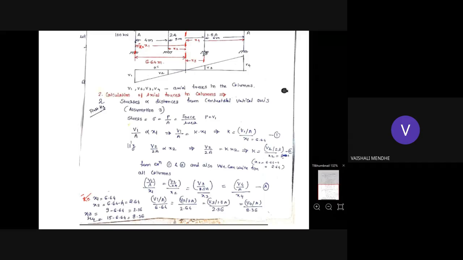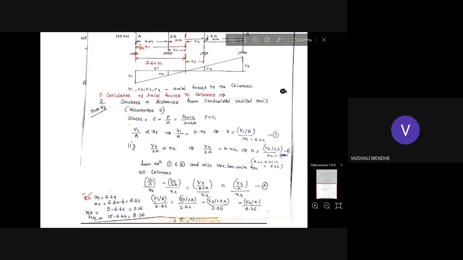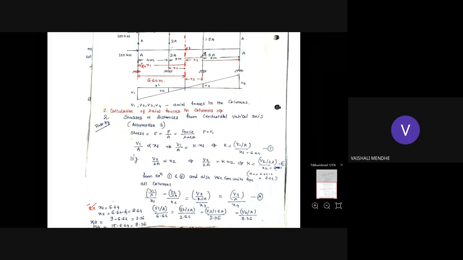Then x3 means this distance. So x3 again you can find out the total is 9 meter. Third member is located at a distance of 9 meter from this reference. So this is 6.64. So 9 minus 6.64, you'll get 2.36. Then similarly find out x4. This fourth member of this column is located at a distance of 15 meter. So 15 minus 6.64, you'll get this distance as x4.